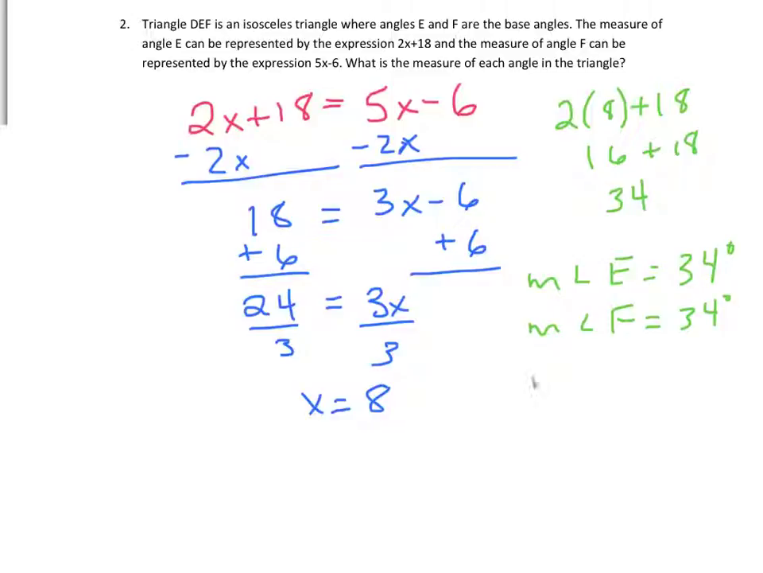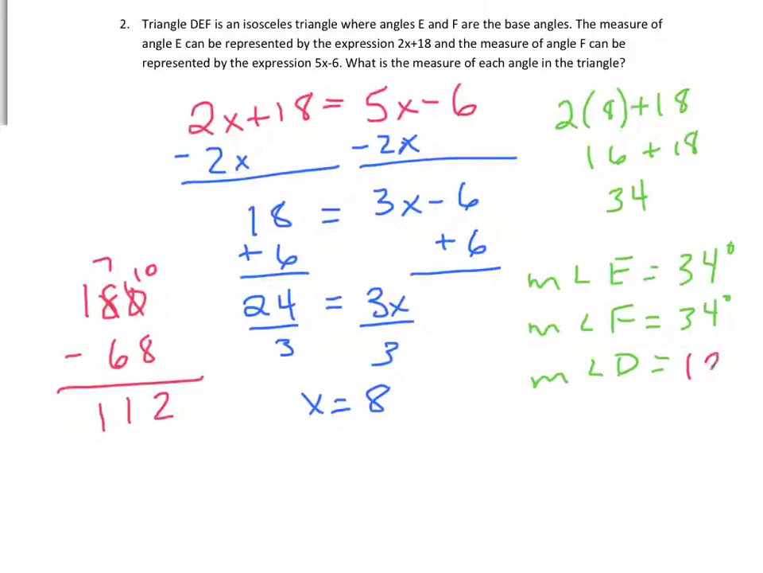But if we want to know the measure for angle D, we have to figure out, well, what's left if they all add up to 180? Well, what's left if we subtract angle E and angle F out? So if we take 180 and then we subtract our 34 twice, so really we're subtracting 68 because we have two angles that are 34, add them together, 68. So 180 minus 68 is 112. So the measure of angle D is 112 degrees.